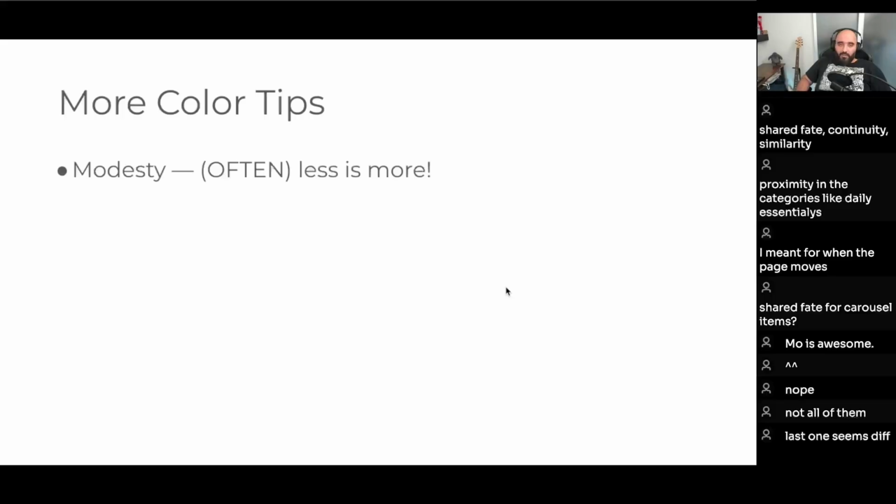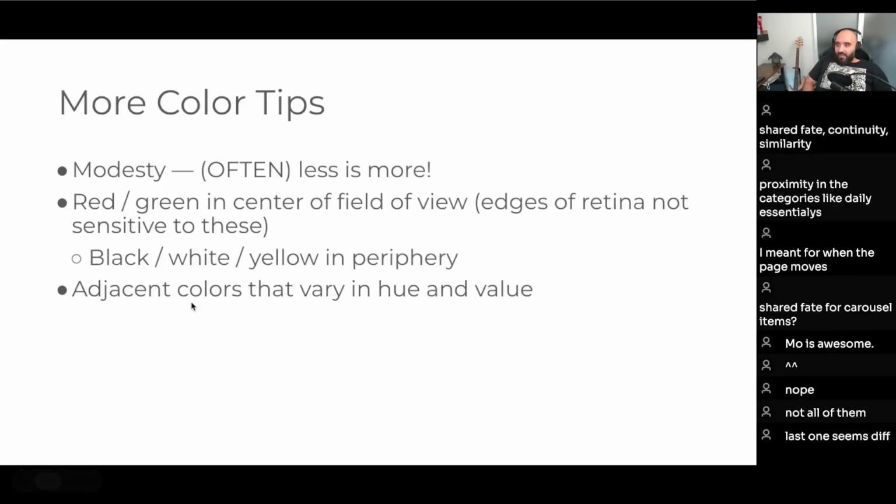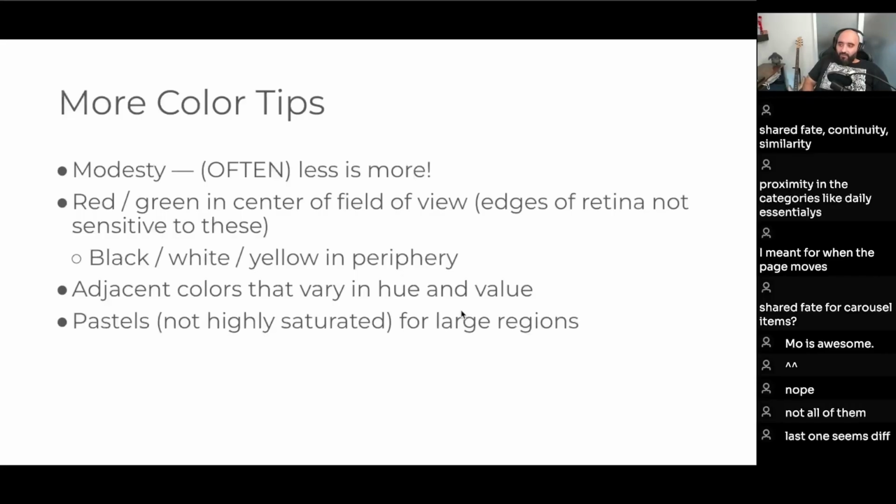So a little bit more color tip. If you use too many colors, it becomes harder for people to see it. So often less is more. Red and green are in the center of the field of view. Edges of the retina are not sensitive to these. And black, white, and yellow are in the periphery. Adjacent colors that vary in hue and value, use those. Pastels, not highly saturated colors, are better to use for larger regions.